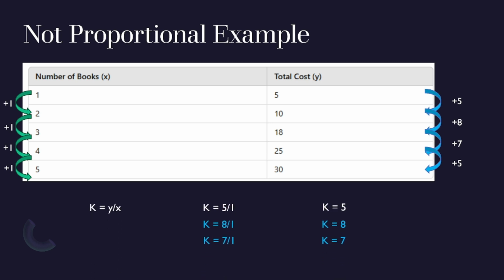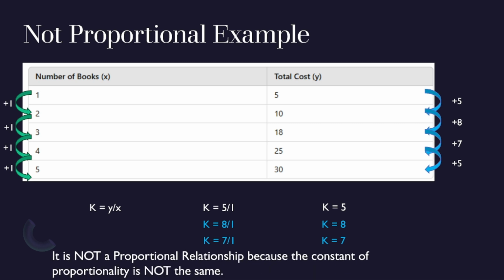If you do the math right here, k equals y over x, if we look at each and every one of them, let's do the 5 first. 5 for y, 1 for x. 5 divided by 1 is 5. Okay. Now let's do the 8 divided by 1. 8 for y and 1 for x. 8 divided by 1 is 8. And then you have 7. So you do 7 divided by 1, which is 7. So you can see right there that we have 3 different k values. So what does that mean?